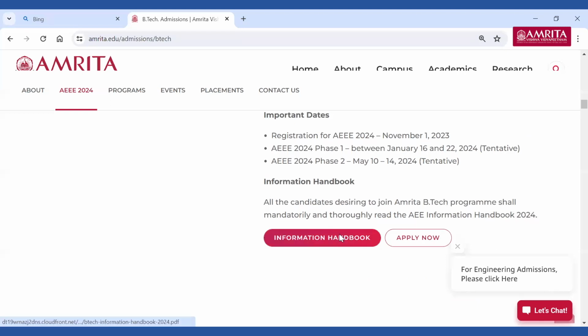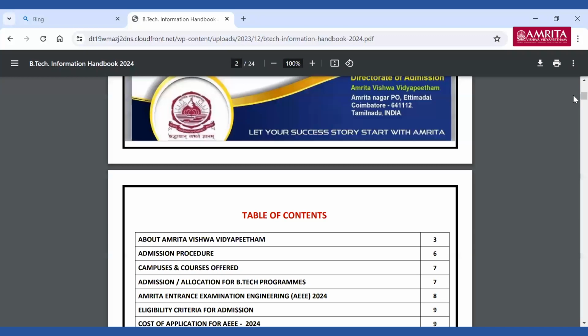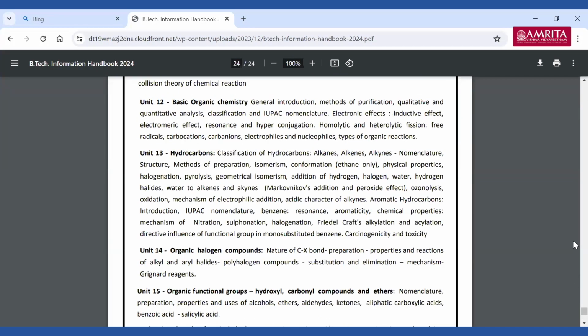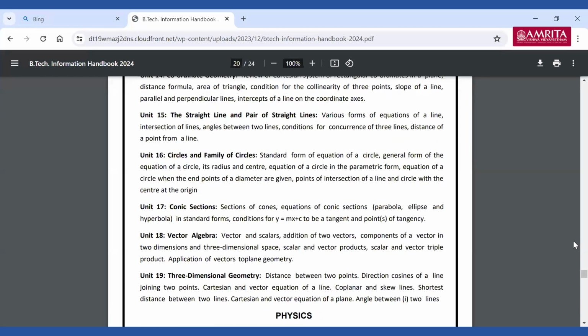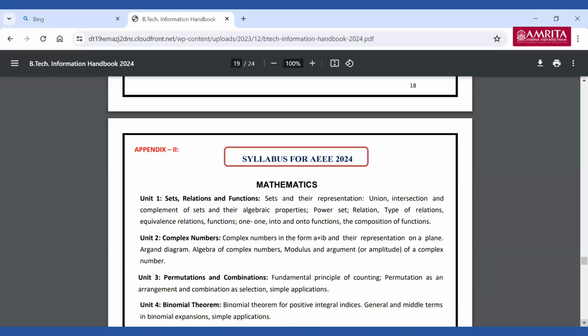Here, there is something called the information handbook. You can just click on it, and the syllabus is in the last part. Here you can get the syllabus of physics, chemistry, and mathematics, everything is here. This is the 2024 updated syllabus with everything that's removed. So you can go and download this document and understand what's there in the syllabus, which portions you need to concentrate on.